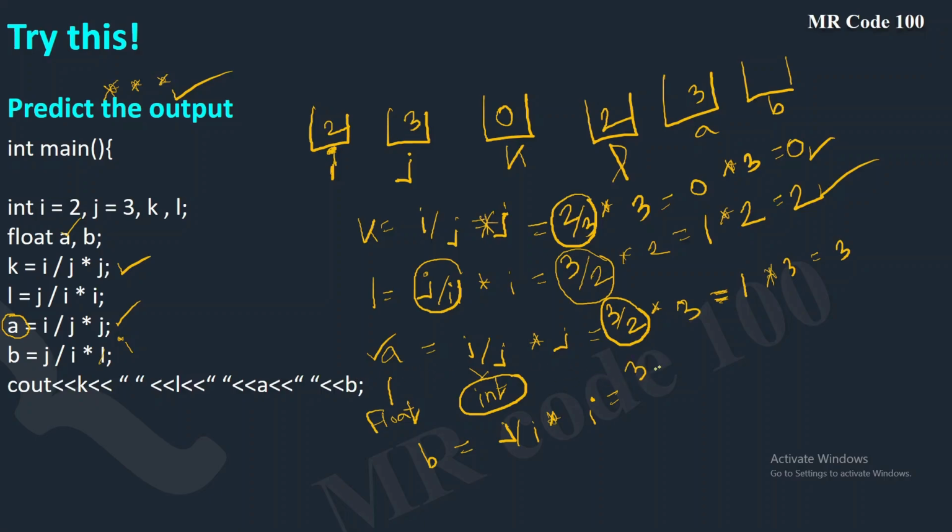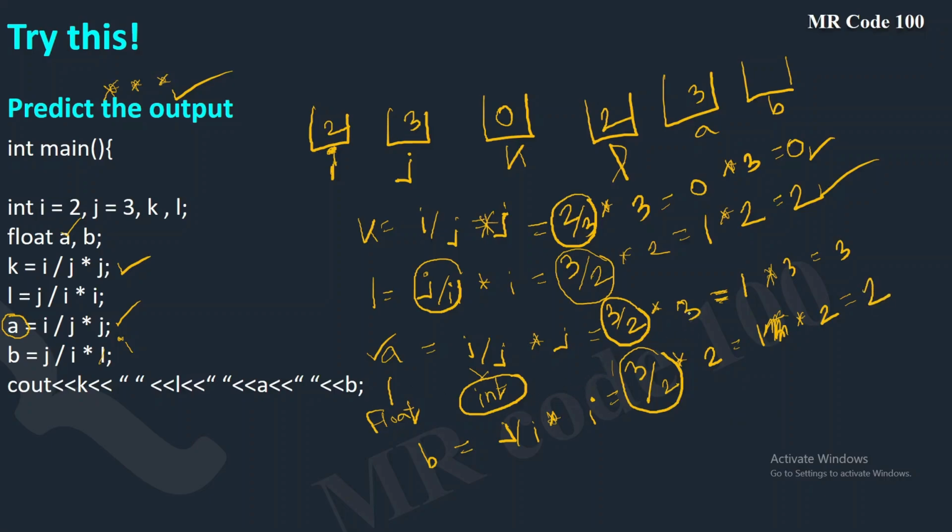J means 3 and I is 2. Okay, so what's the value of I? Okay, 2. 3 by 2 again we'll take 1.5. 1.5 into, sorry, we'll take only 1. 2 into 1 means 2.